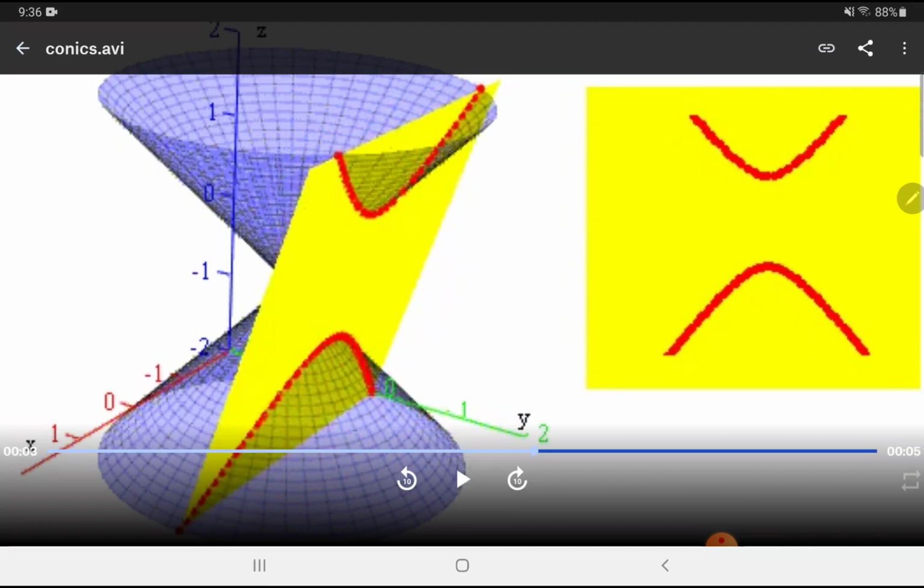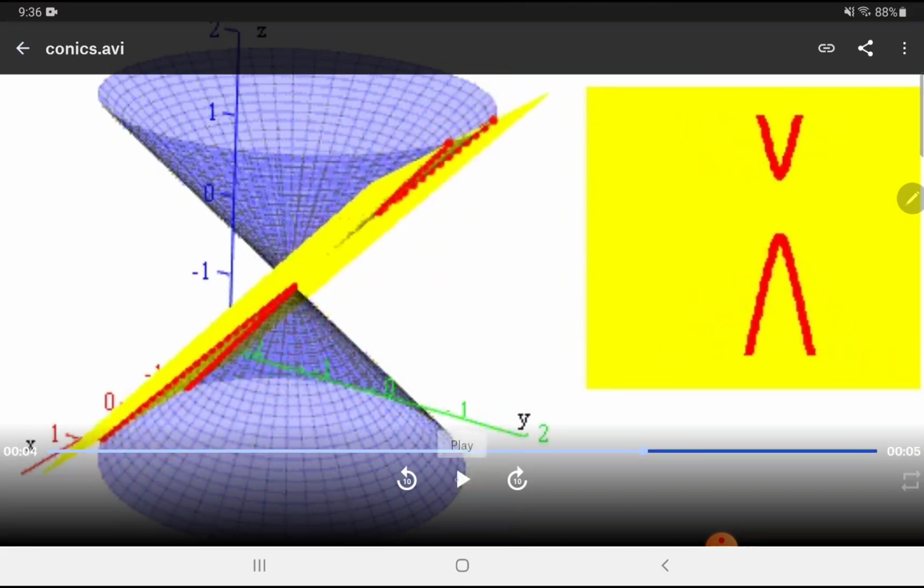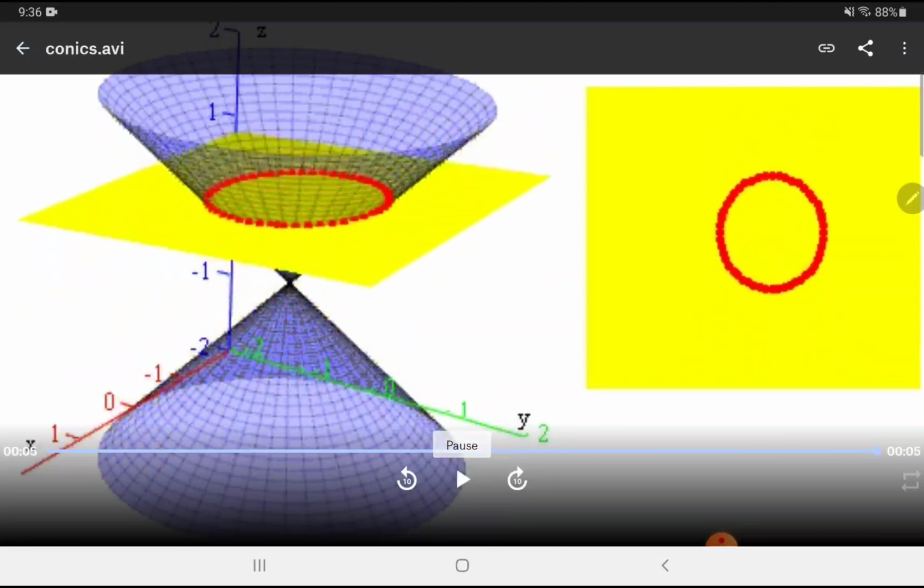As we go through the units, we'll notice each conic will have its own kind of characteristics, but they're all kind of solved in the same way. So we'll examine those characteristics as well. Okay, so those are basically the different types of conic sections.